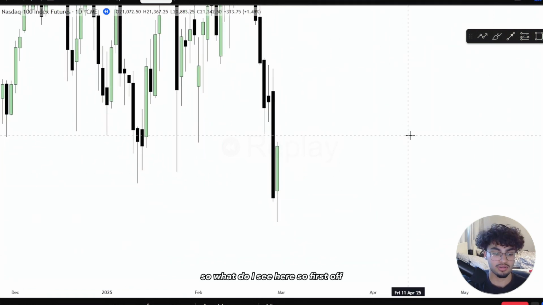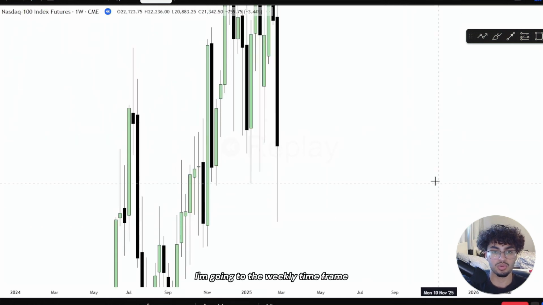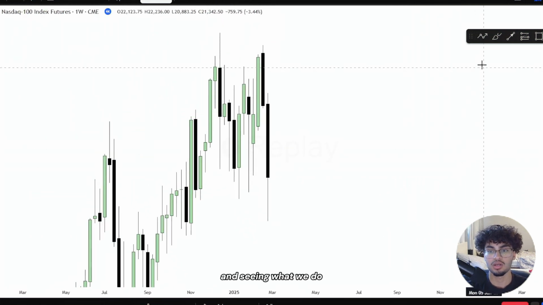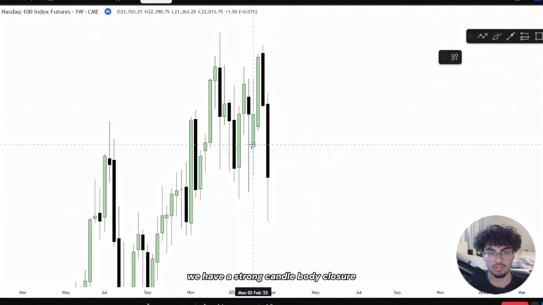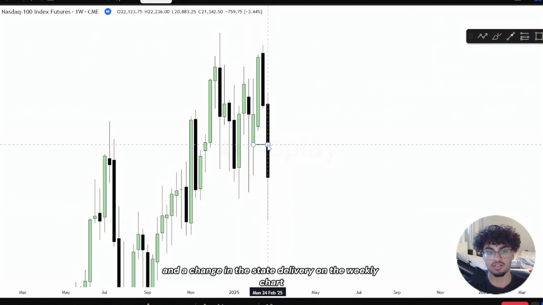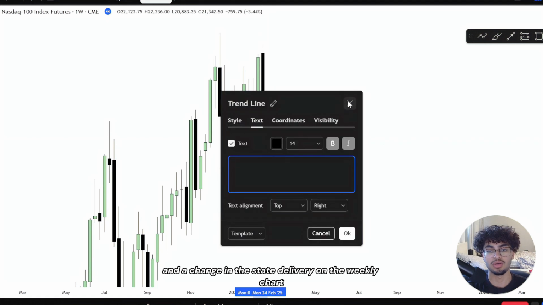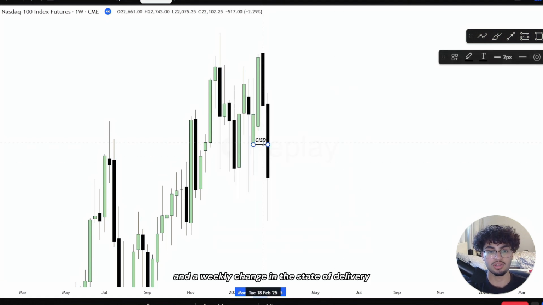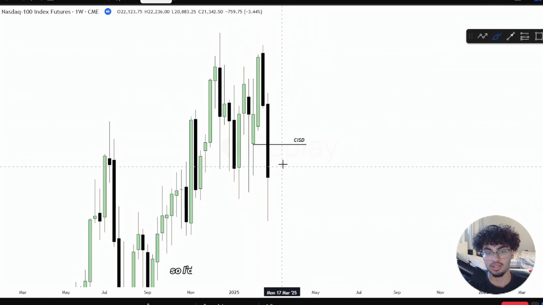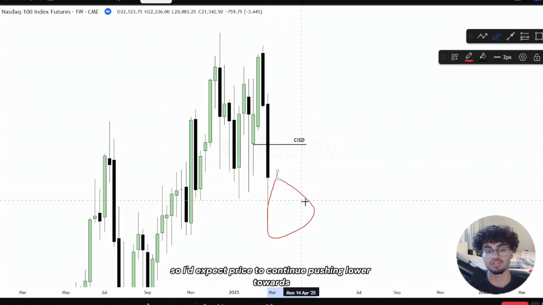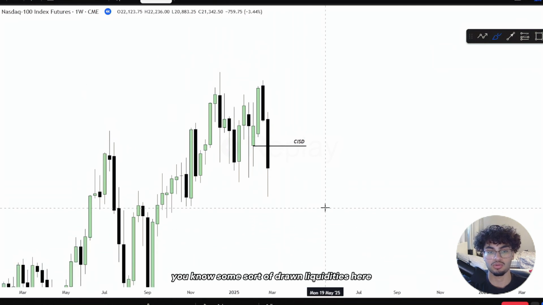So what do I see here? So first off, I'm going to the weekly time frame and seeing what we do. So as you can clearly see, this candle closes right here, we have a strong candle body closure and a change in the state of delivery on the weekly chart. So I'm gonna mark this out as a weekly change in the state of delivery. Now this is a strong candle body closure, right? So I'd expect price to continue pushing lower towards some sort of drawn liquidities here.